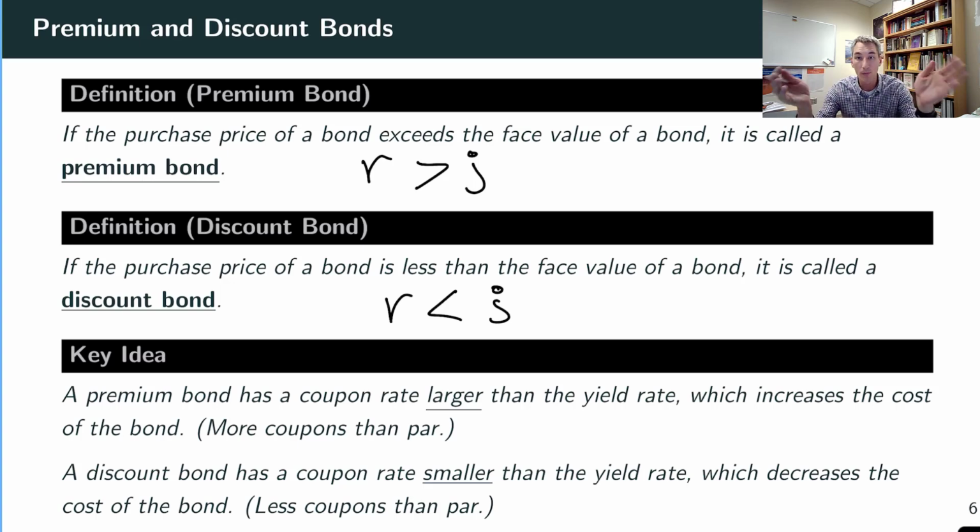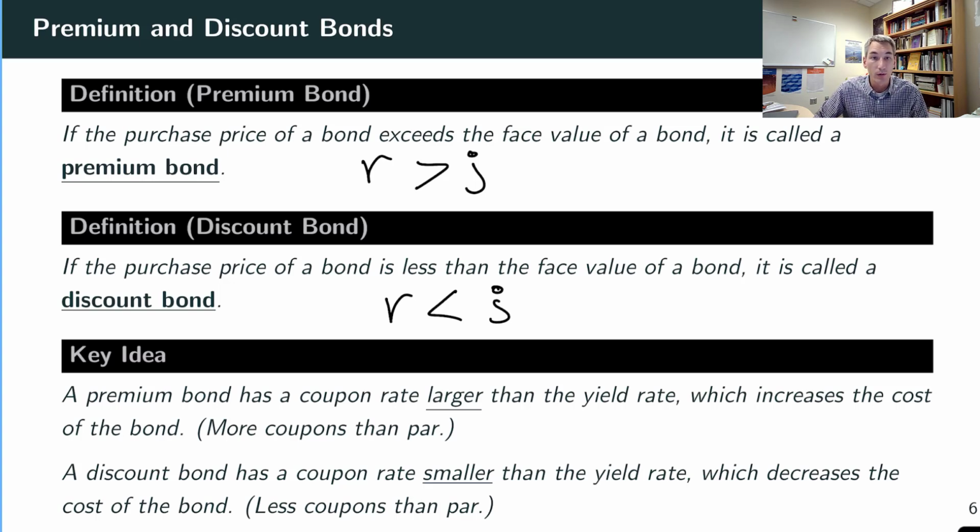So now we got par bond, R equals J. Okay, we got premium bond, R greater than J. We got discount bond, R less than J. All right, and so we've got an example. Which bond is it? A 4-year bond has annual coupons of $150, a redemption value of $3,000, and an annual yield rate of 6%. It looks like this is an annual bond. We got annual yield rate, annual coupons.